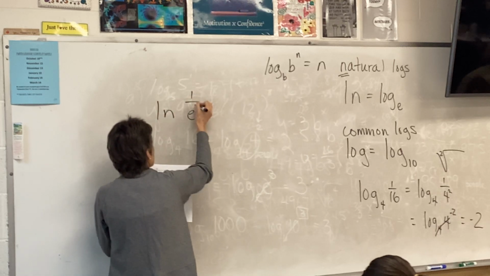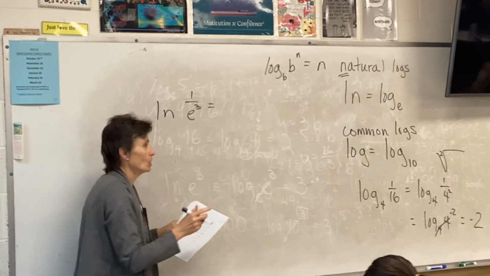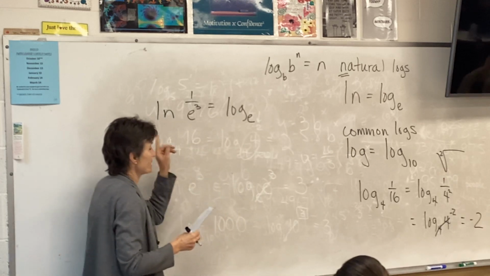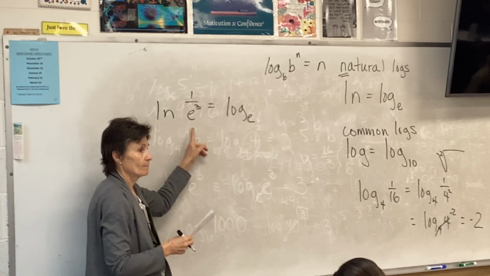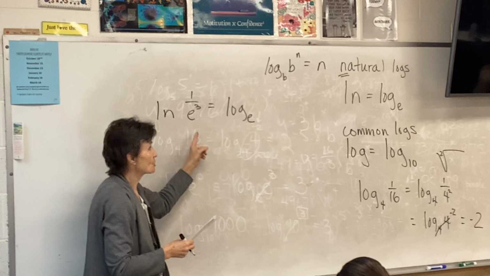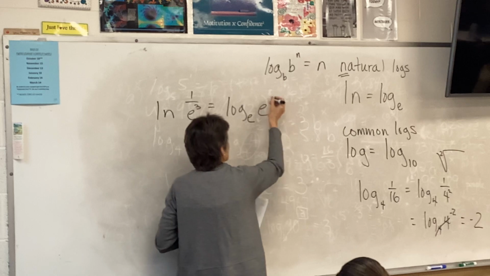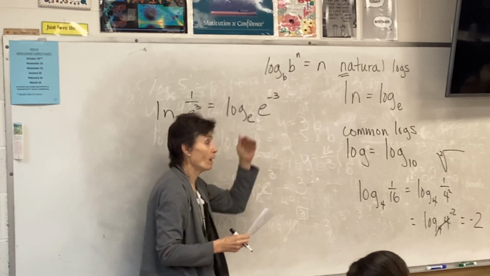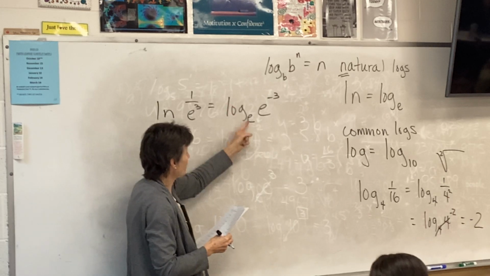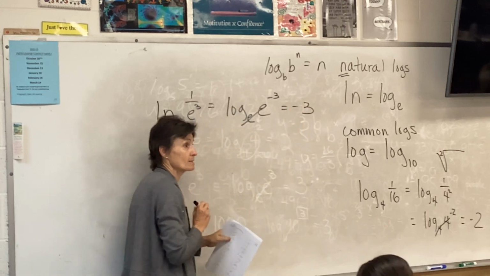ln 1 over e cubed. Well, first of all, what does ln mean? Log base e. Now, this is 1 over. Where do 1 overs come from? Negative exponents. So isn't this e to the negative third? Isn't e to the negative third 1 over e cubed? Oh, yeah. Working backwards. So now we have log base e of e to the negative 3, those cancel, and the answer is negative 3.